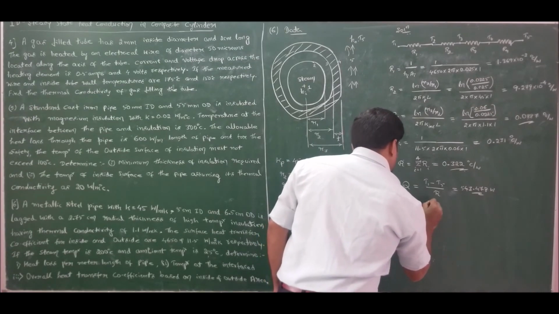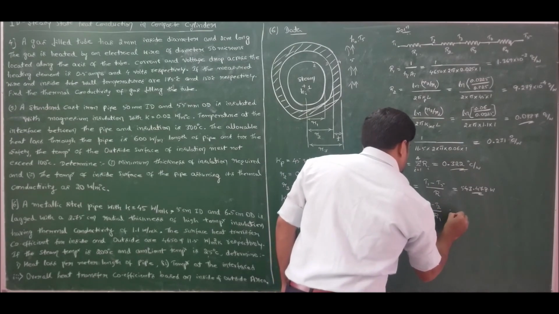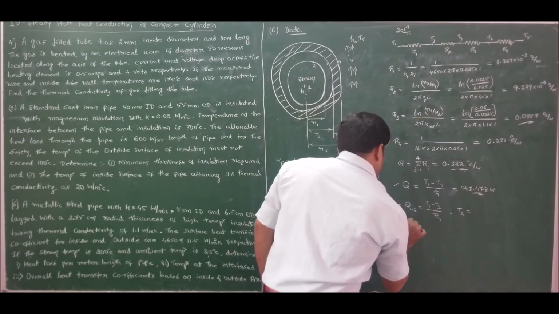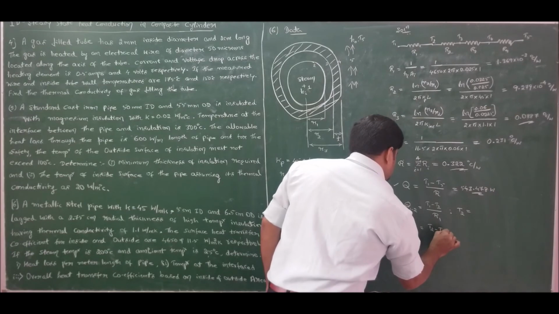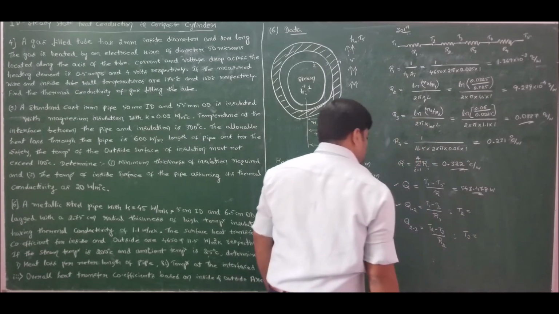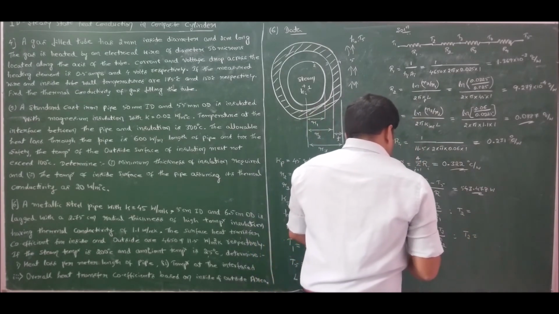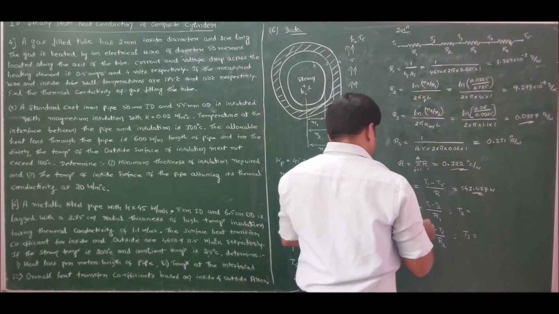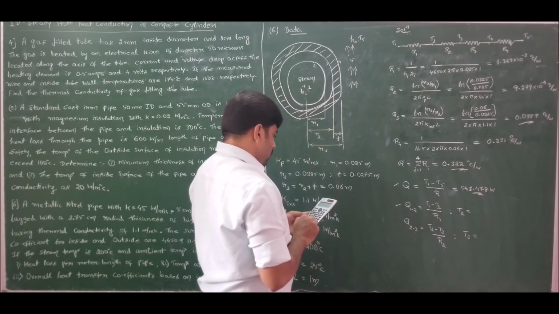Now to find interface temperatures, we have Q for 1 to 2 is equal to T1 minus T2 divided by R1. So you can find the value of T2. Similarly, Q for 2 to 3 is equal to T2 minus T3 by R2. Find the value of T3. So T2 and T3 will become, Q is 543.478 into R1. R1 is 1.369 into 10 to the power of minus 3.